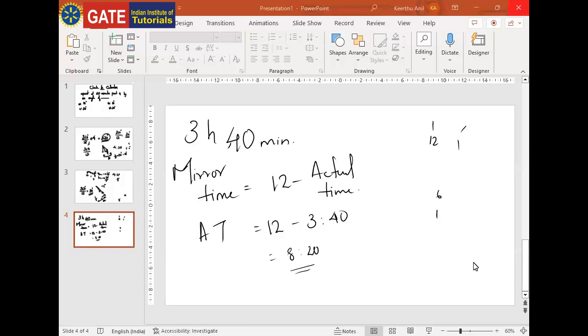Okay, so 1 is here, 2, 3, 4, 5. If you take the mirror image, all these things will be coming here, right? So this 11 corresponds to 1, this 10 corresponds to 2, 9 corresponds to 3, 8 corresponds to 4, and 7 corresponds to 5. The time is 3:40, so the hour hand will be between 3 and 4, and the minute hand should be at 8, right? 40 should be at 8.